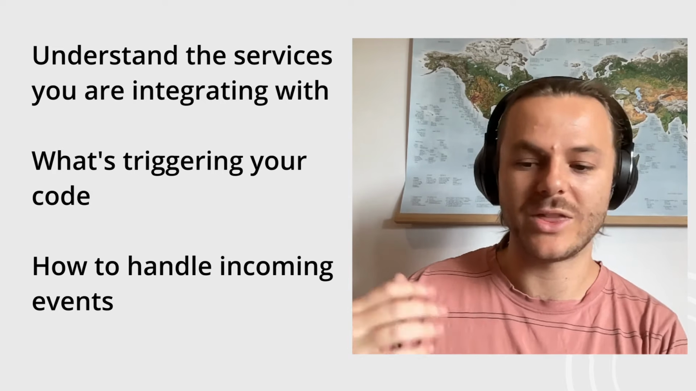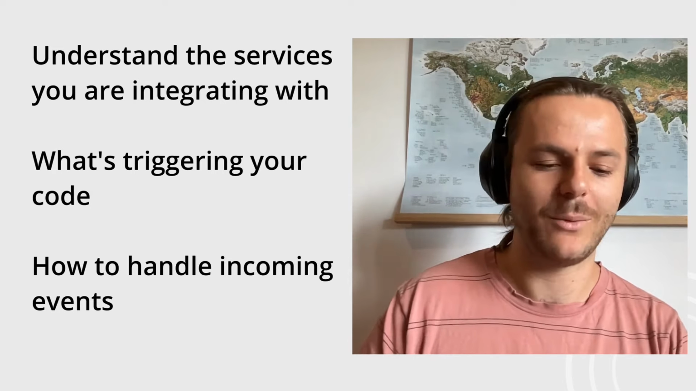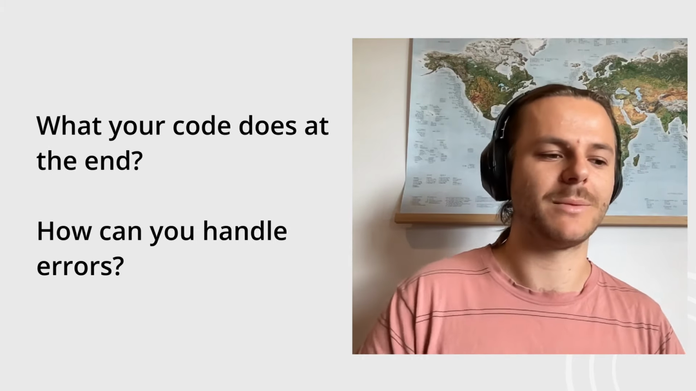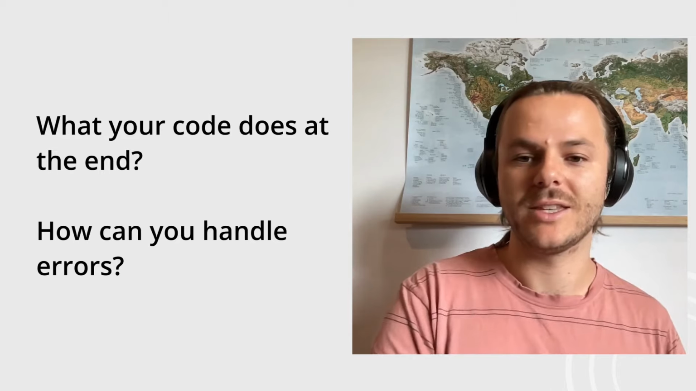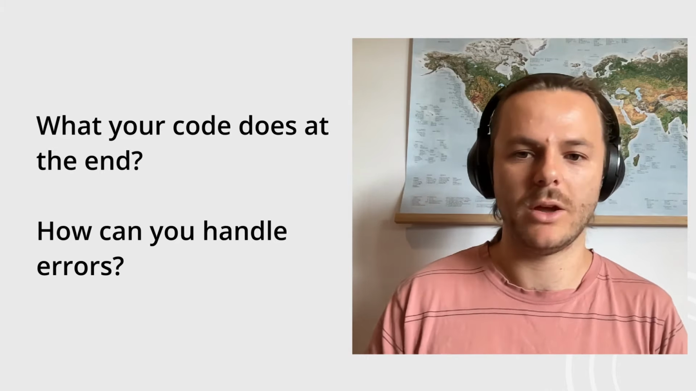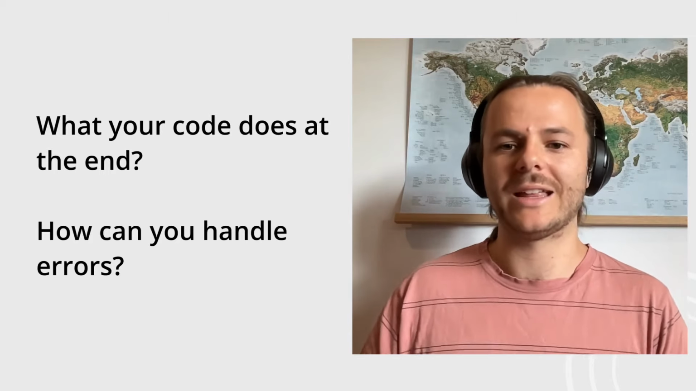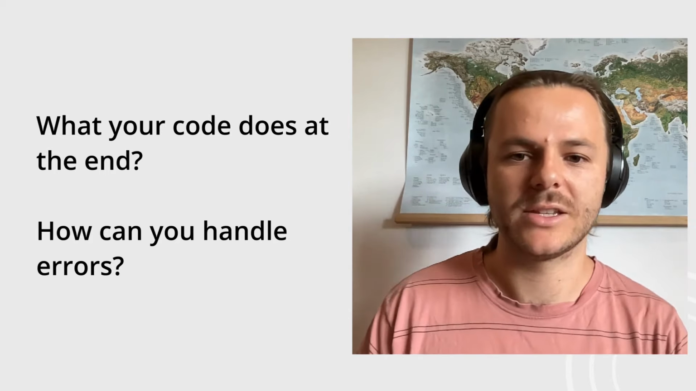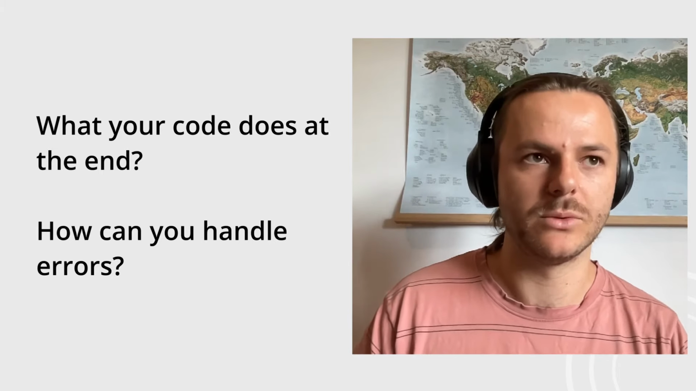And then what I think is the most important thing is thinking about what your Lambda does at the end in terms of responding. Does it need to respond with something specific? Does it need to error? Does the Lambda invocation need to throw an exception, or does it need to succeed even in failure scenarios? So let me give you some examples of that.